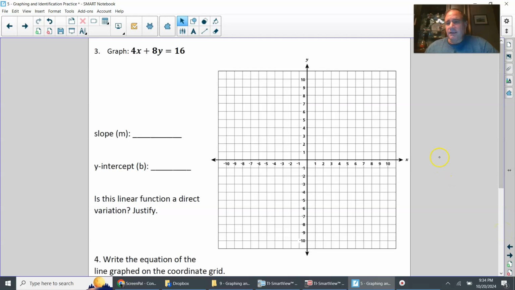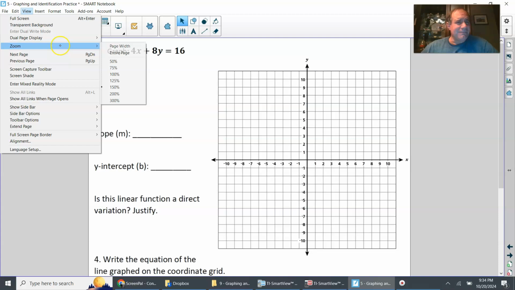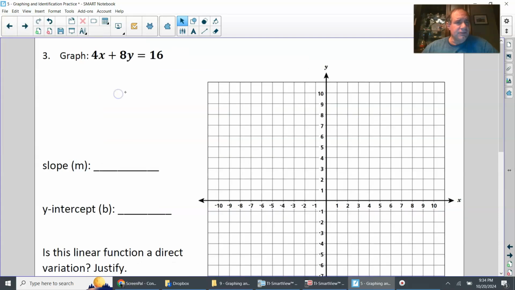And number 3, probably the most difficult out of all of them. I'm going to zoom in just a little bit here to 200. Just remember, when you're solving, you have to solve for y. It's y equals mx+b, so you cannot identify the slope and the y-intercept unless it's in that format. So we're going to subtract the 4x. It's the first thing that we do. Subtract the 4x on both sides.